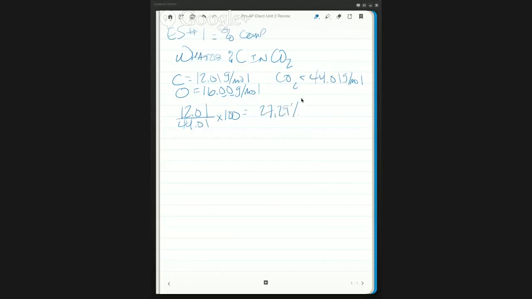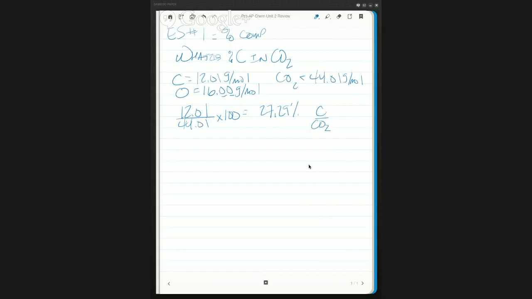27.29%. Well, to be honest with you, I'm pretty sure that that's what that is, but I should do a quick calculation. 12.01 divided by 44.01. Yes. Times 100, and it's 27.289. That rounds to 27.29%. And all that is the amount of carbon in carbon dioxide. It's sort of like saying, in our class, what percentage of the class are boys? If we have 34 students in the class and 17 of them are boys, 17 divided by 34 is 0.5, times 100 is 50%.